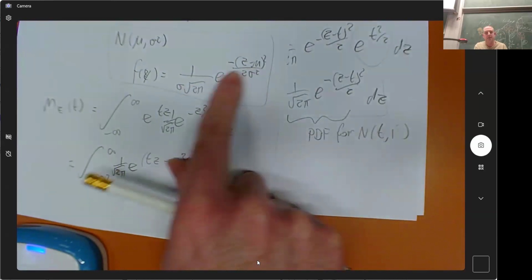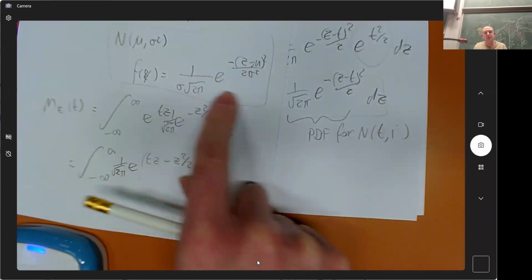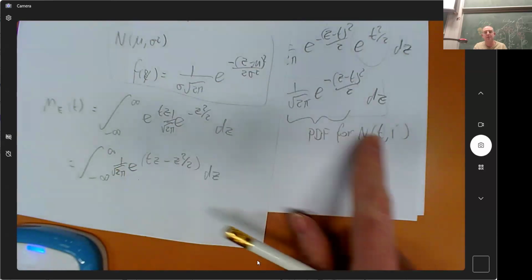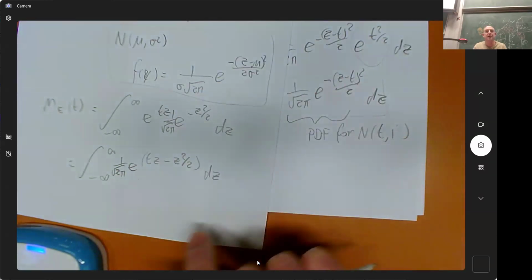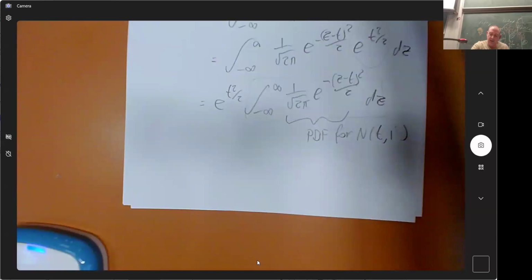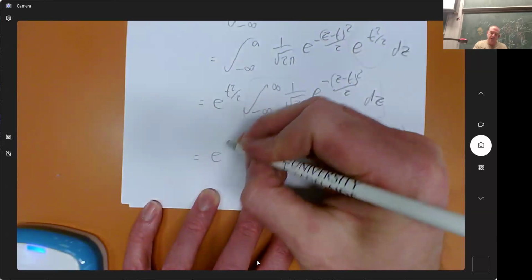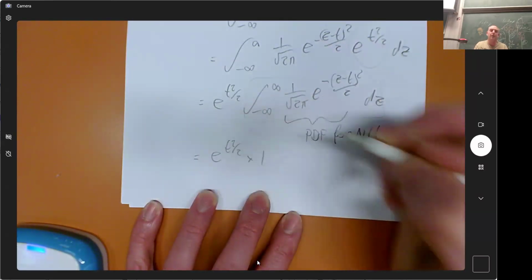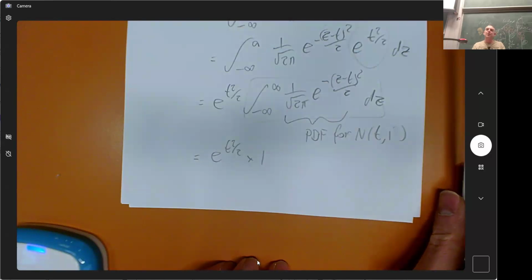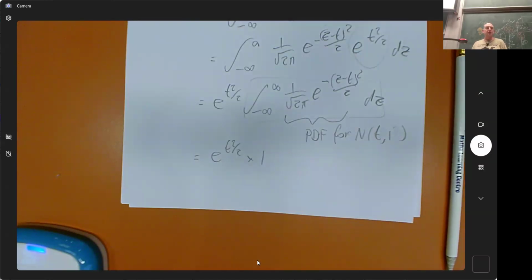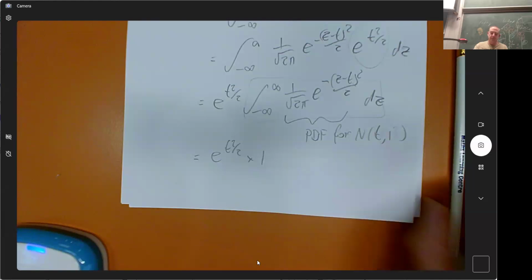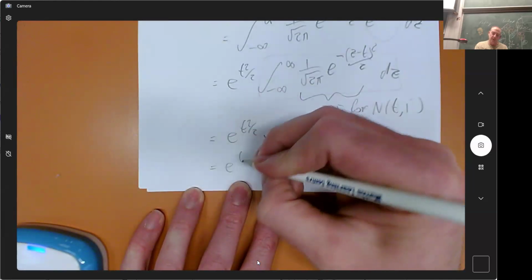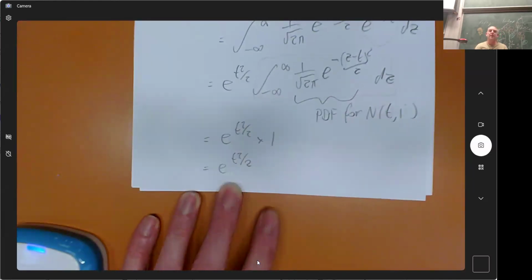Hey, look. The sigma's 1. Yep, there it is. The mu plays the role of the t. And therefore, it is 1 when you integrate the whole thing, because that's what you get when you integrate an entire PDF. If you integrate an entire PDF, you get the probability of everything, which is 1. And so therefore, we have a moment generating function.